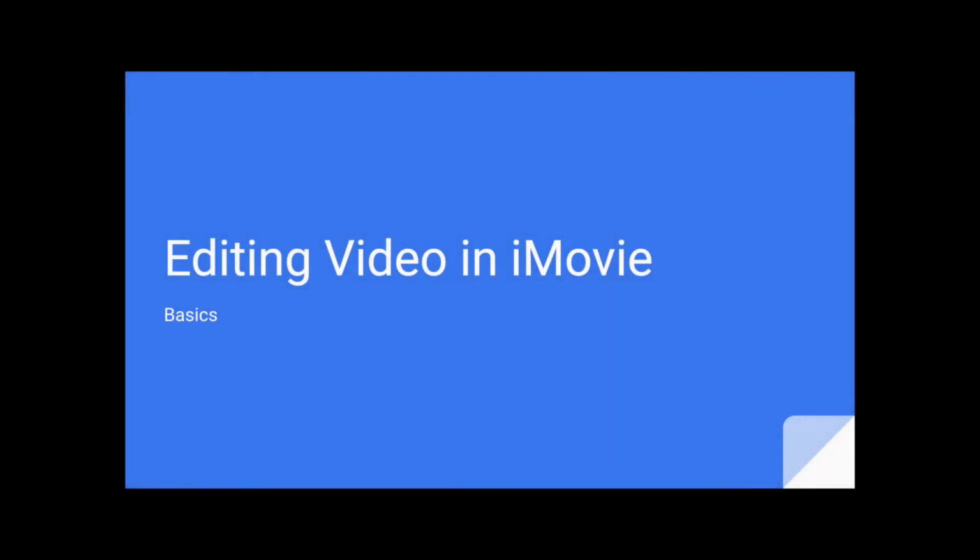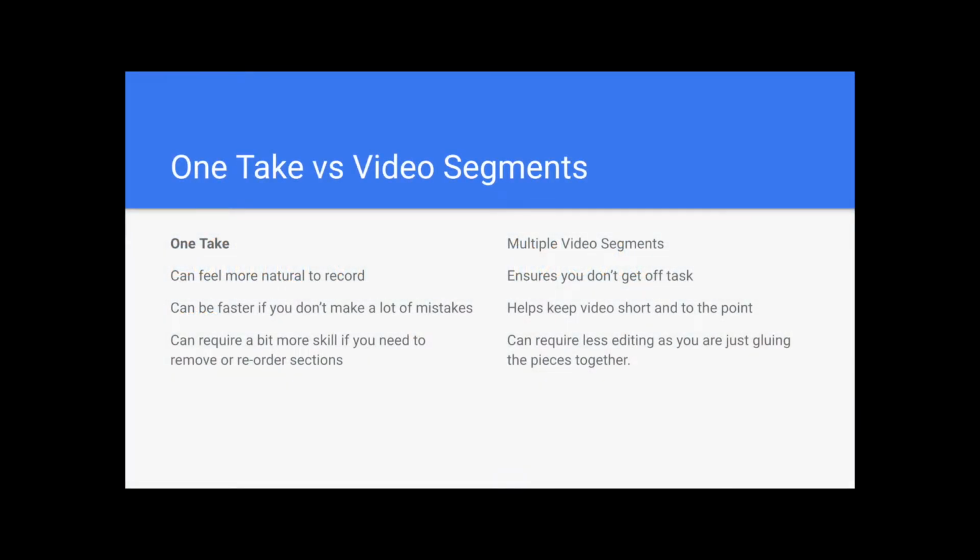All right, in this video, I'm going to show you how to make videos using iMovie. So there's two different methods that I use to create videos. The first method is the one take method. So if I have a longer video that I want to piece together, sometimes if I'm feeling super confident, I will just turn on my screen recorder and I will record the entire video in one take.